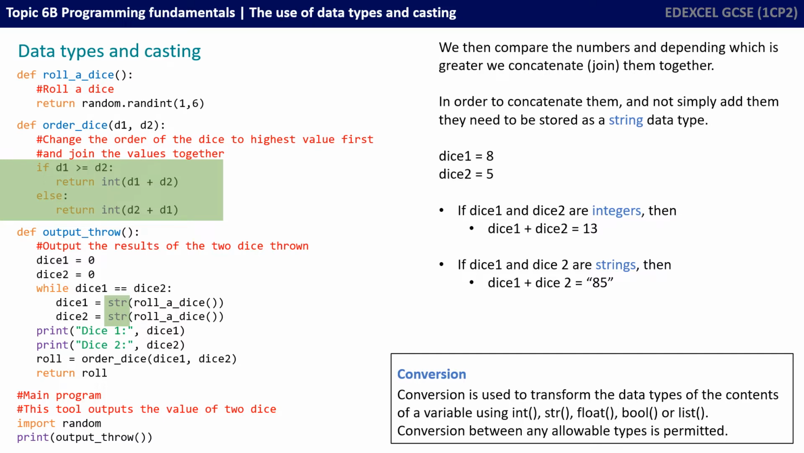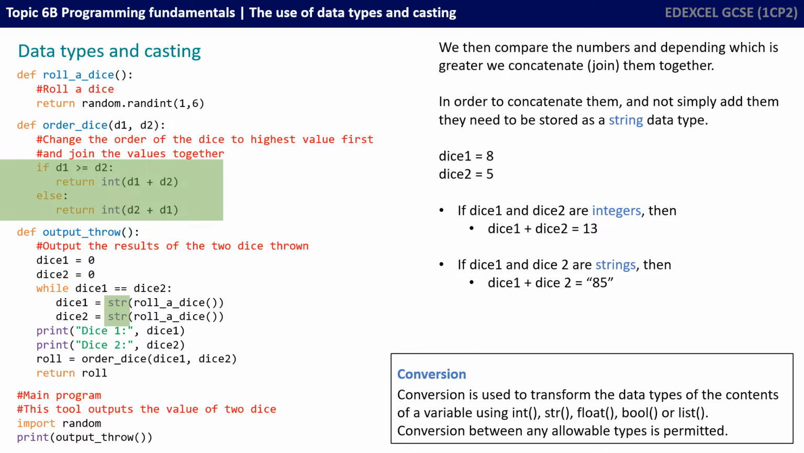Later on in our code, you can see we then compare the numbers, and depending which is greater, we join them together. Now, in order to concatenate them, join them together, and simply not add them as you would with maths, we need to store them as strings. So if dice1 equals 8 and dice2 equals 5, if they were stored as integers, the result will be 13, because the integer 8 plus the integer 5 is 13. If they're stored as strings, then dice1 plus dice2 is 85, because 8 concatenated with 5 is 85.